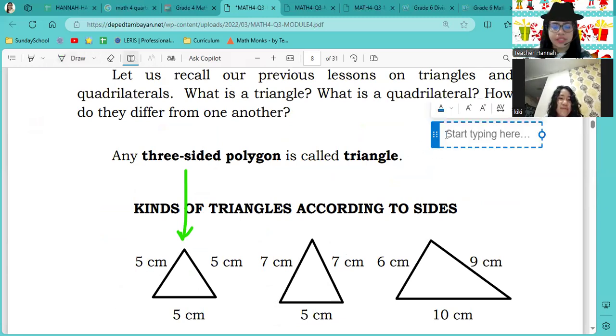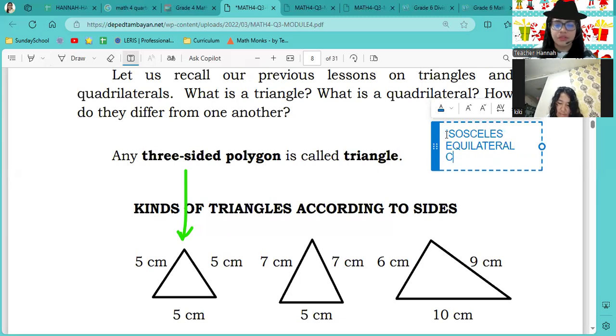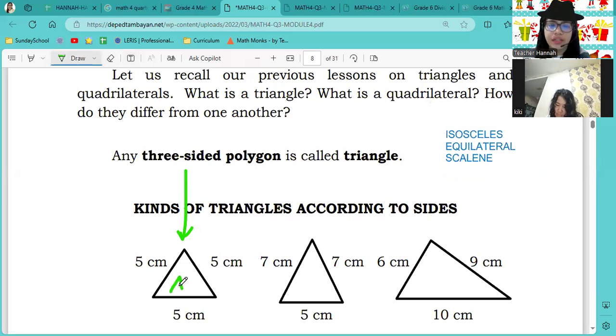I'll give you choices: isosceles, equilateral, or scalene. Number or letter A. What kind of triangle is this one? Isosceles. Are you sure? Yeah. Really? Why?